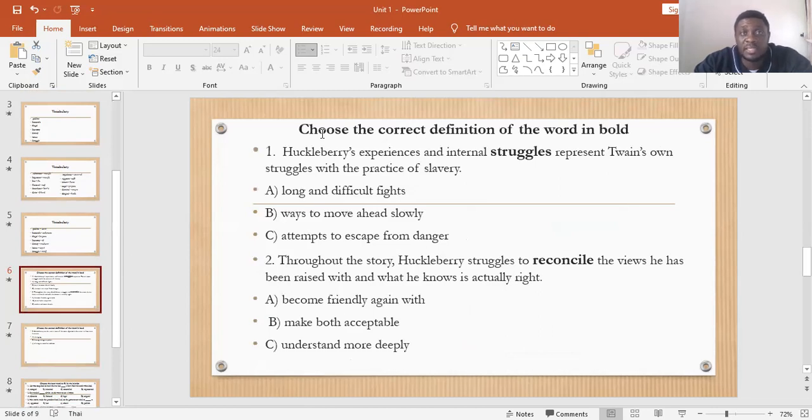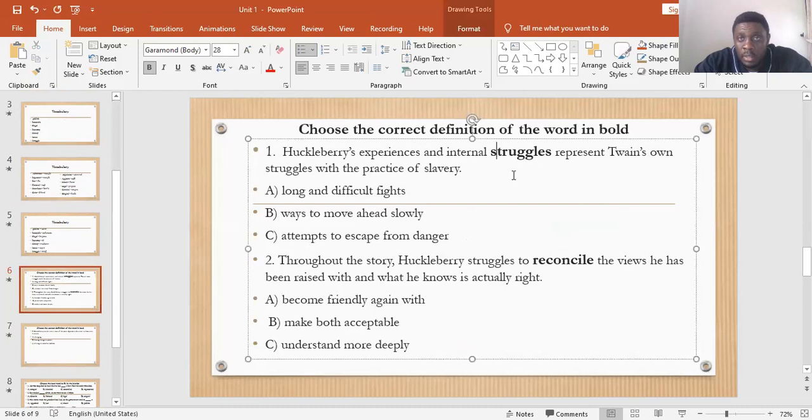The first exercise says choose the correct definition of the word in bold. The word in bold is struggle, and the next word in bold is reconcile. Number one: Huckleberry's experience and internal struggles represent Twain's own struggle with the practice of slavery. A, long and difficult fight. B, ways to move ahead slowly. C, attempts to escape from danger.